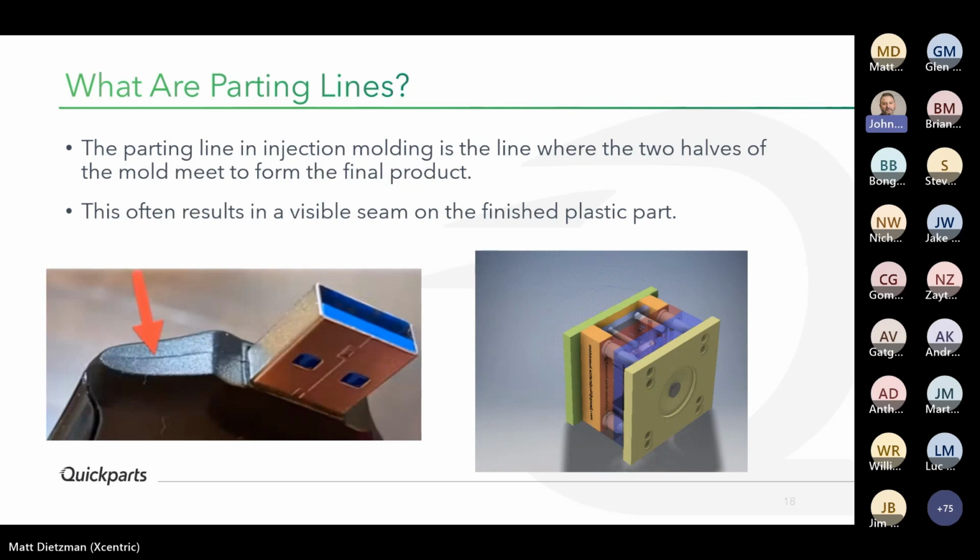We can see in the image on the bottom left, it's a very faint line, and on the right we can see the mold opening and closing, and it's really the line that's between the purple and the red plates there. That is where it forms.